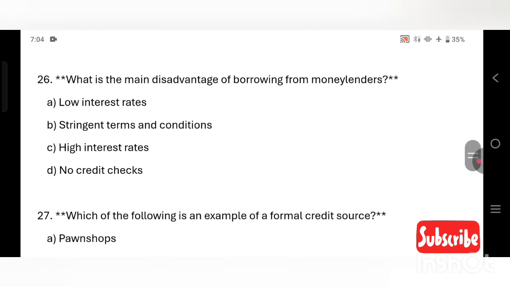Question number 26. What is the main disadvantage of borrowing from money lenders? Option A, low interest rate. Option B, stringent terms and conditions. Option C, high interest rate. Option D, no credit checks. The correct answer is C, high interest rate.